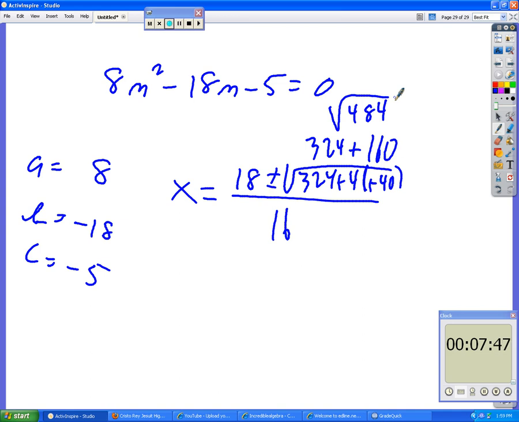Now, you might want to double check and make sure that's not a perfect square. I don't think it is. How can you find out whether it's a perfect square? Find your calculator, find square root, put in 484, hit enter. If it comes out with decimals, you're done. If it comes out even, you got a perfect square. Is it 22? Yeah.